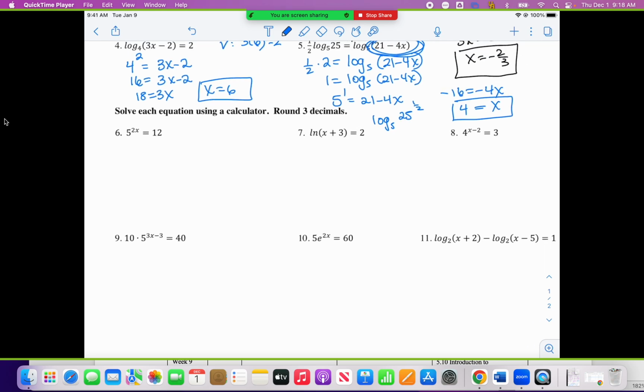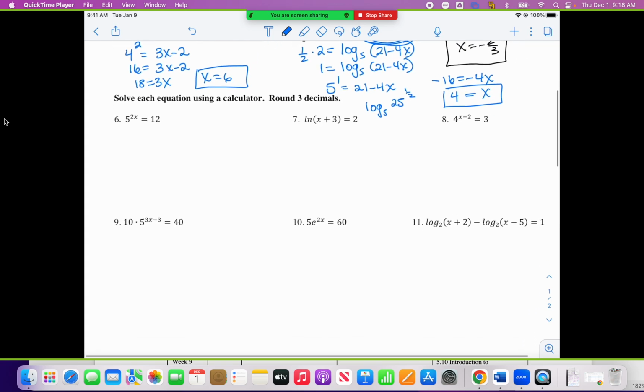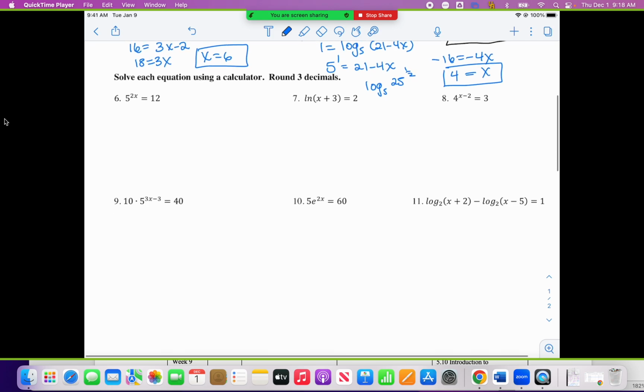Now you can grab your calculators. And I'm going to give you 3 or 4 minutes, and I want you to try as many of these as you can on your own. These all require a calculator. So now that we've reviewed, see if you can do these.